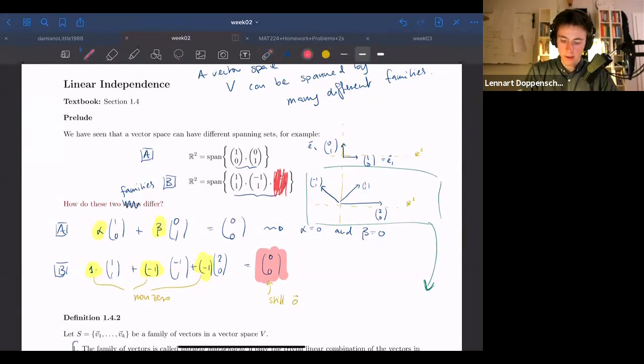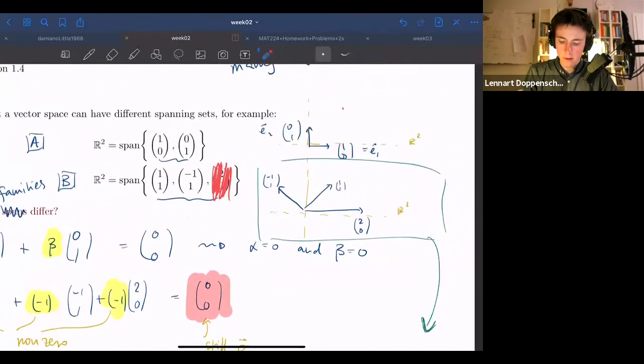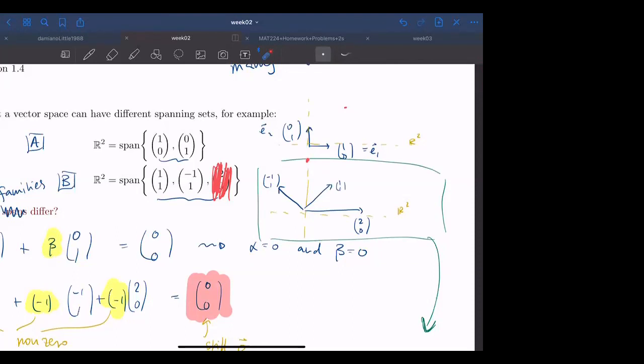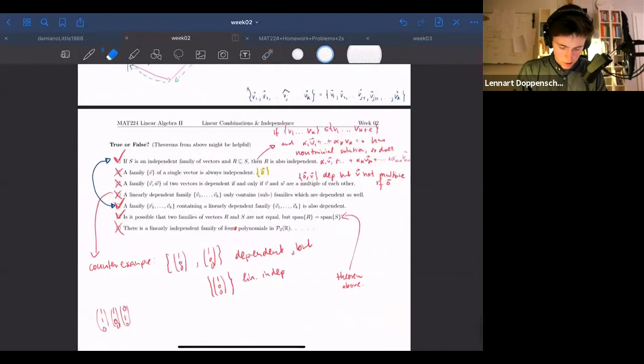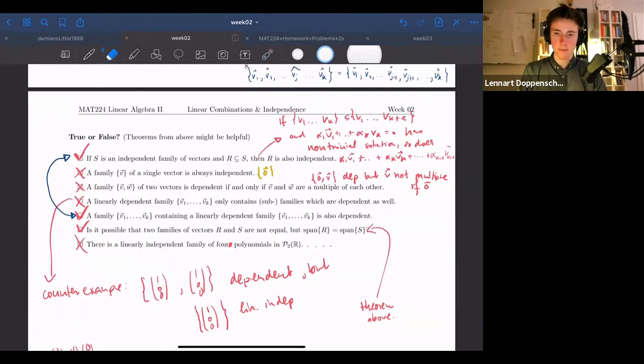If you have any point in here, say this one, then you just have to go to the right a little bit with this vector and up to this with this vector. So it spans R2. Likewise, if this point was here, then we can use this vector to go up to the right, northeast, and then we use this one to go northwest, and then we get here. So it is certainly possible that two families are not equal, but they span the same space.